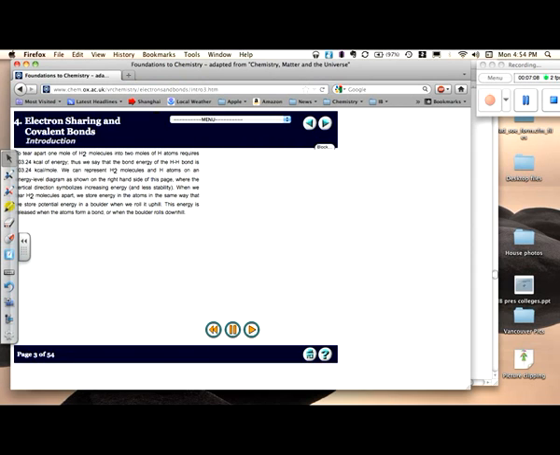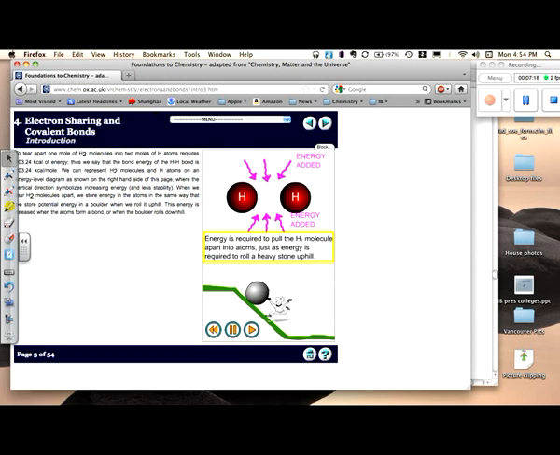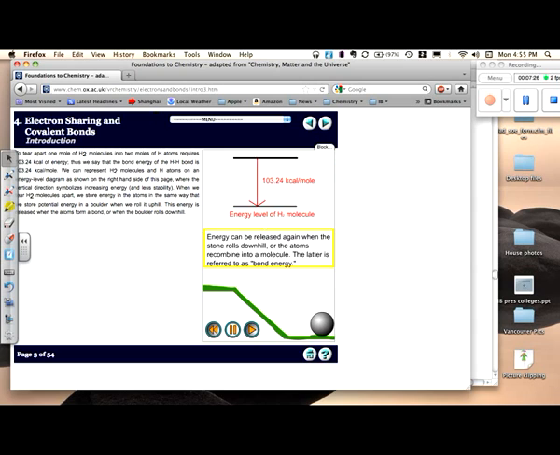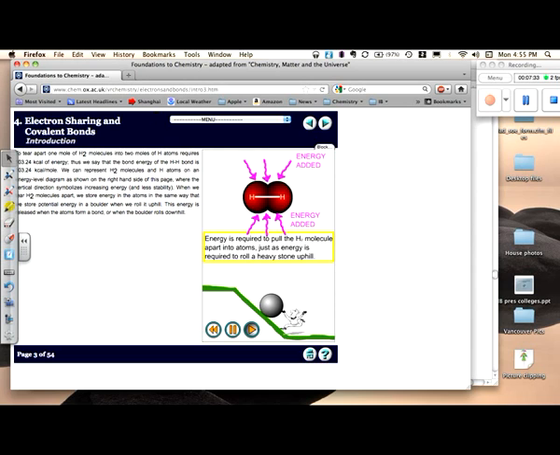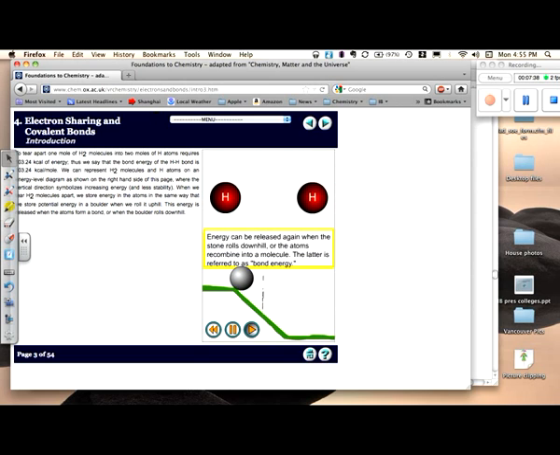So this is a little demo about how energy is both transferred back and forth between kinetic and potential. So here we are. All right, let's watch that one more time. So in the first part, we are breaking a bond, so energy has to be added. When we make a bond, energy is released.